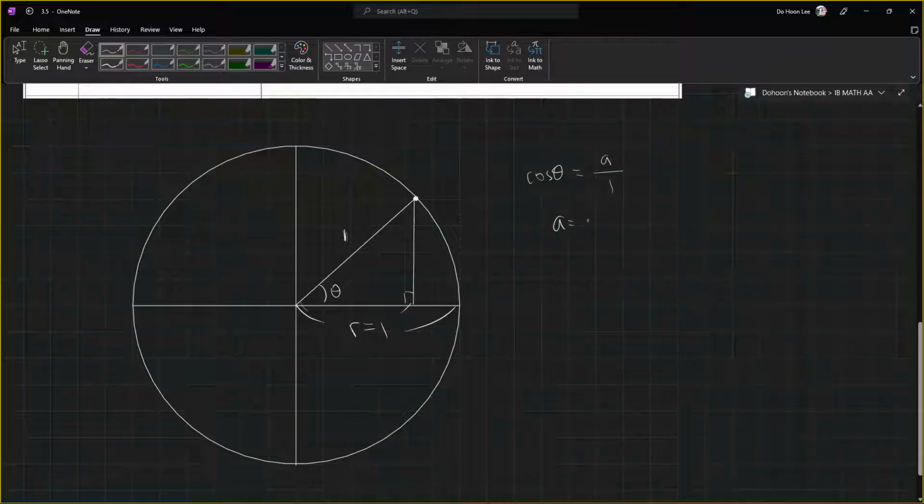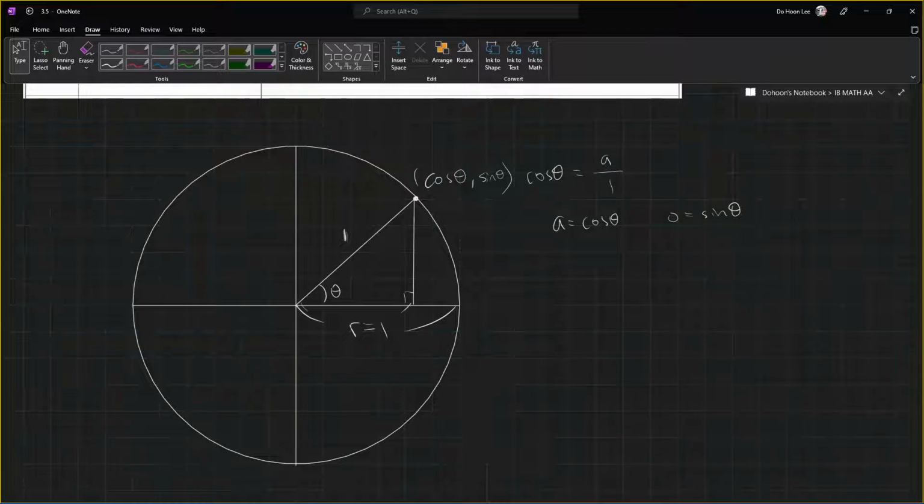I know that A is cos theta. And similarly, we can find that the opposite is sine theta. Because we're interested in the coordinate values of the point, we know that the x coordinate will be the same as A, so cos theta, and the y value will be sine theta. Now, that is our main character for our angle, because we're in the first quadrant.